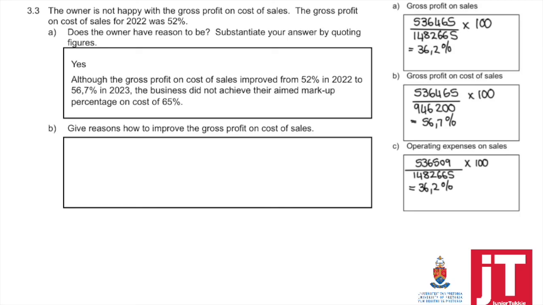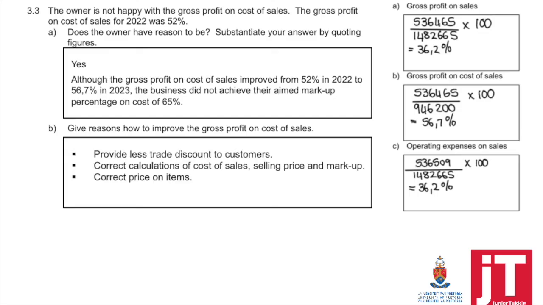Now it says give a reason how to improve the gross profit on cost of sales. So how can we get to achieving our aimed markup? Provide less trade discount to customers. Correct calculations of cost of sales, selling price and markup. Correct price on items. Because these are reasons why we have not achieved it. So these are the things that we need to do better so that we can achieve our aimed markup.